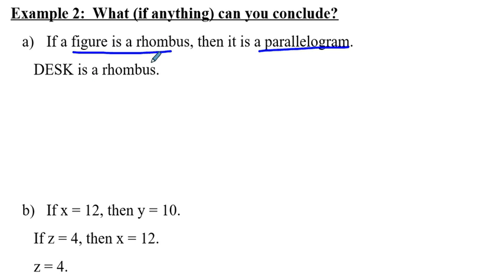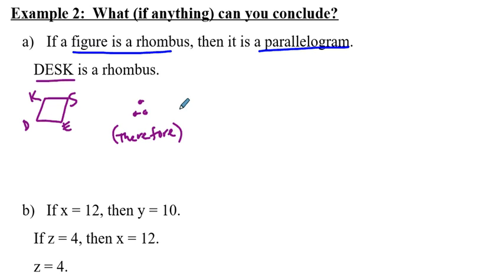Well, this shape, D-E-S-K, which happens to look like the word desk, is a figure that has these endpoints, D-E-S-K. So maybe draw that picture to help you. If a figure is a rhombus, then it's a parallelogram. Well, it says this is a rhombus. Therefore, we can conclude, these little dots here mean therefore. We're going to use that in this class. Therefore, it is a parallelogram. Okay, that's what we can conclude about it.